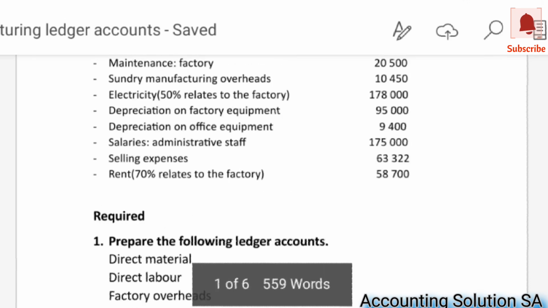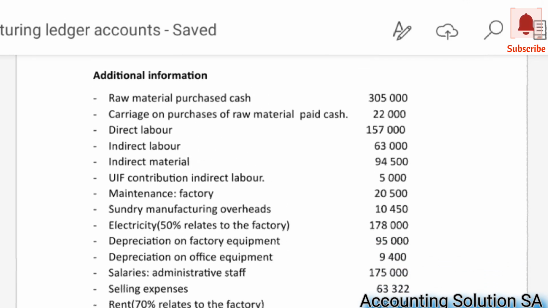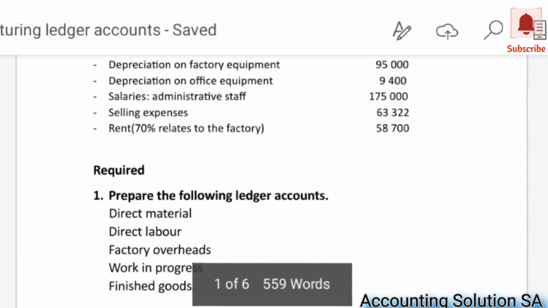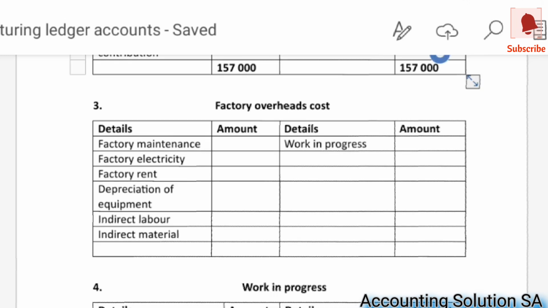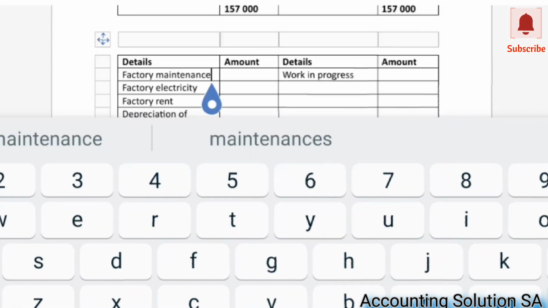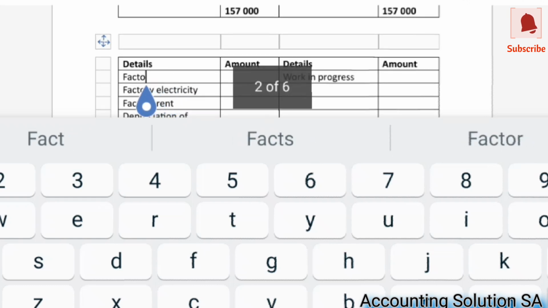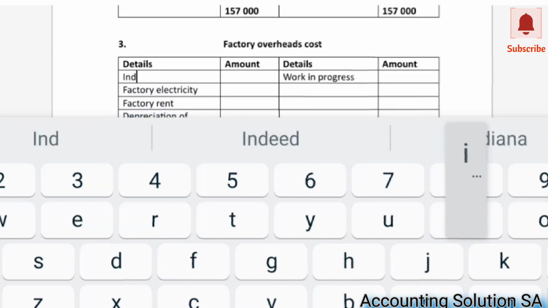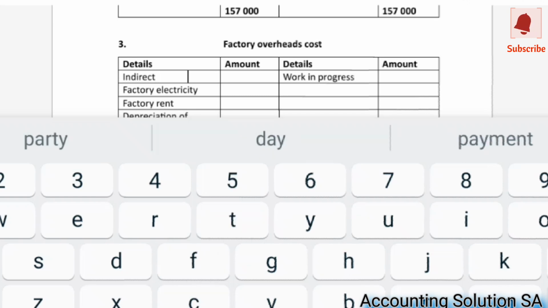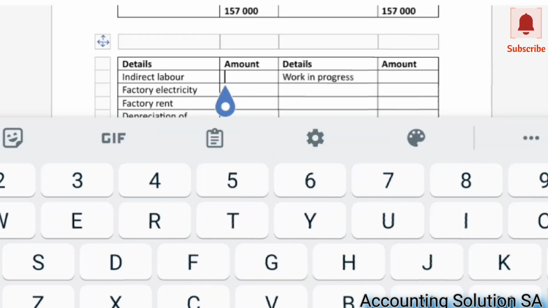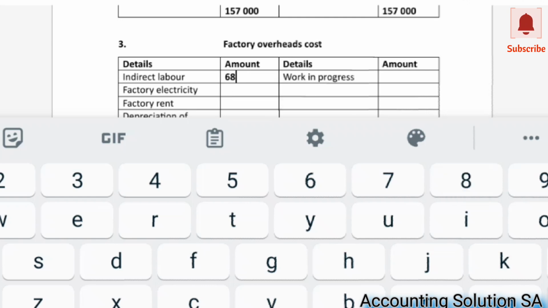Okay, guys, because our indirect labor is 63,000 and UIF is 5,000, we're going to have 68,000. We have to combine them because we have a UIF contribution on indirect labor of 5,000. So it's going to be 68,000. Then let's go to our factory overhead. Indirect labor. You add them in brackets, guys. You have to show that you add 63,000 and 5,000, and this gives you 68,000 in total.